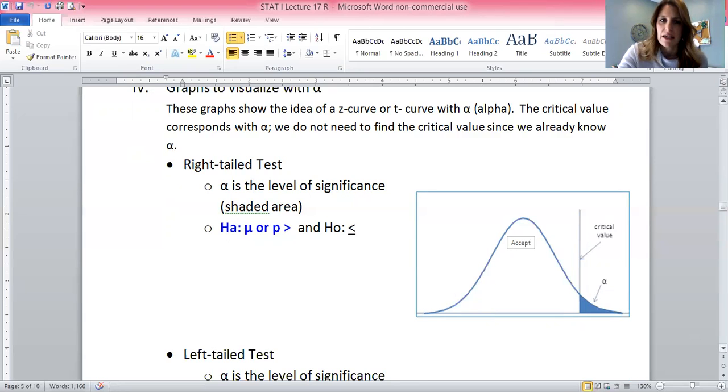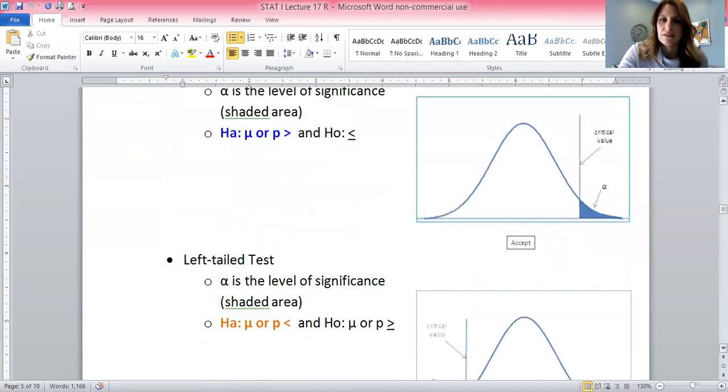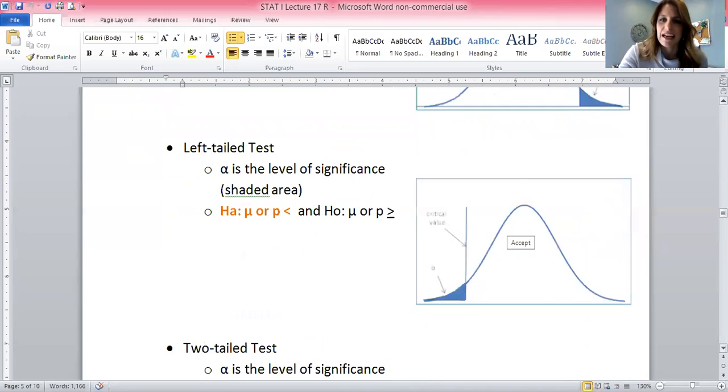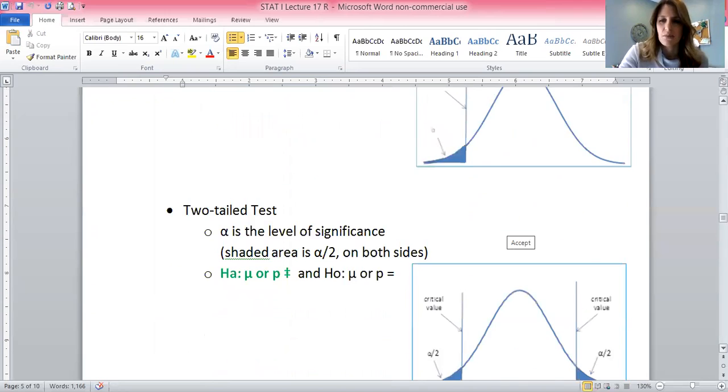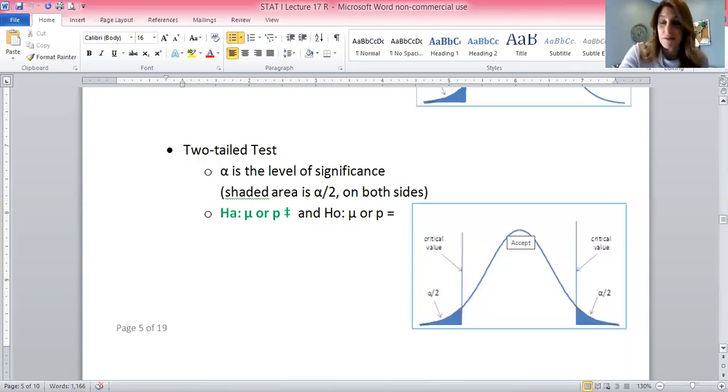And the left tail is over to the left. Again, my alpha is in this tail. Since it's left tail, it's on the left. It means I'm looking at a less than. Or I have the two-tailed test. Now this one is really the same. Everything we're going to do is the same.